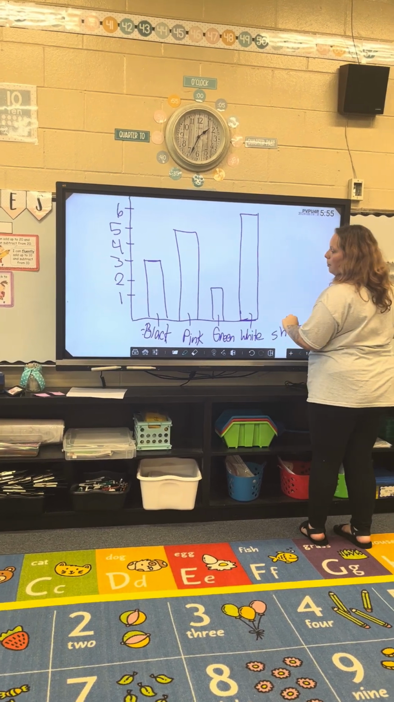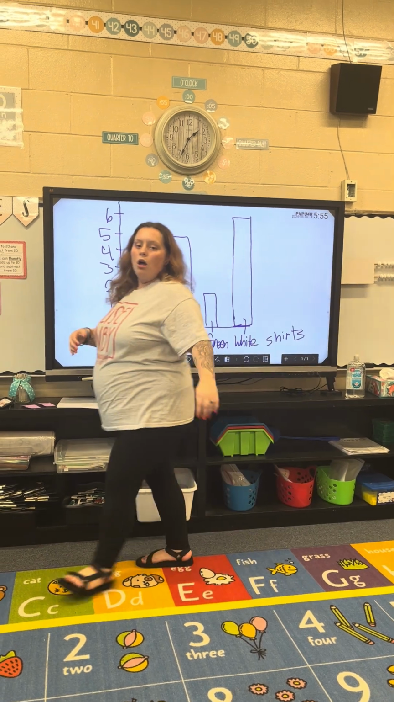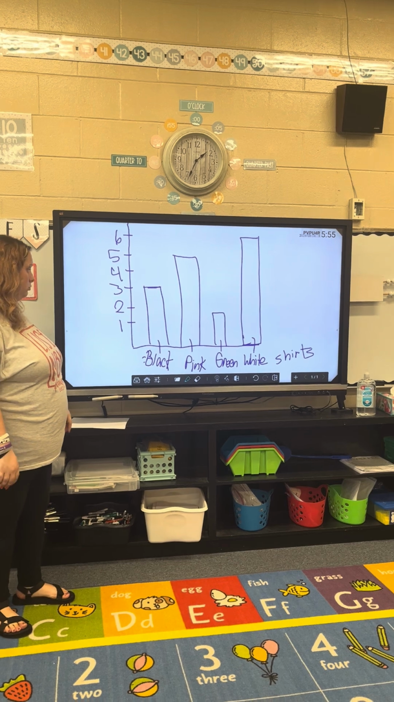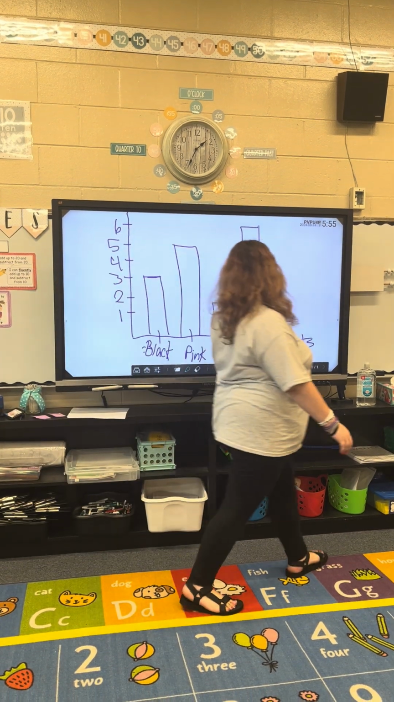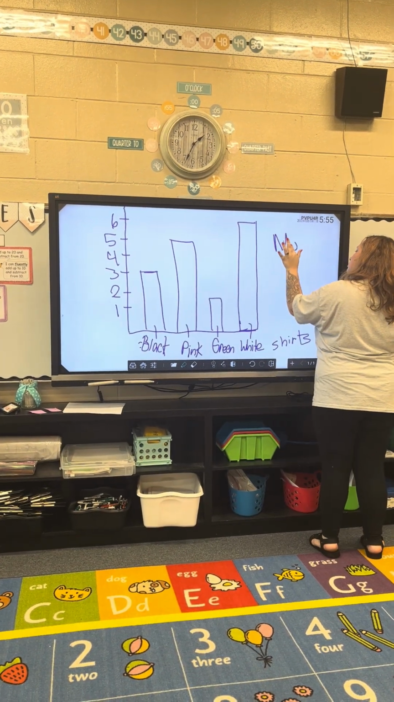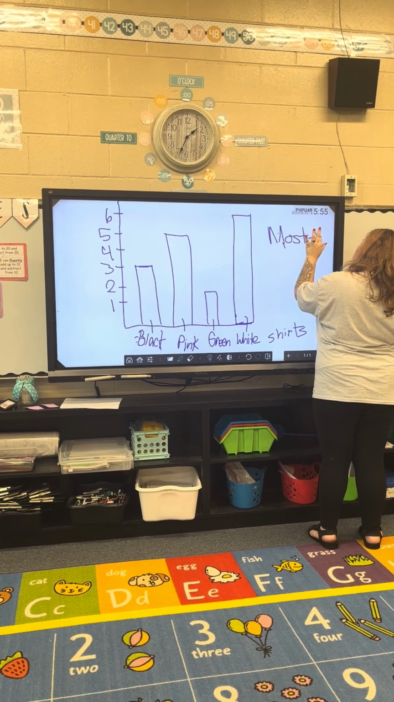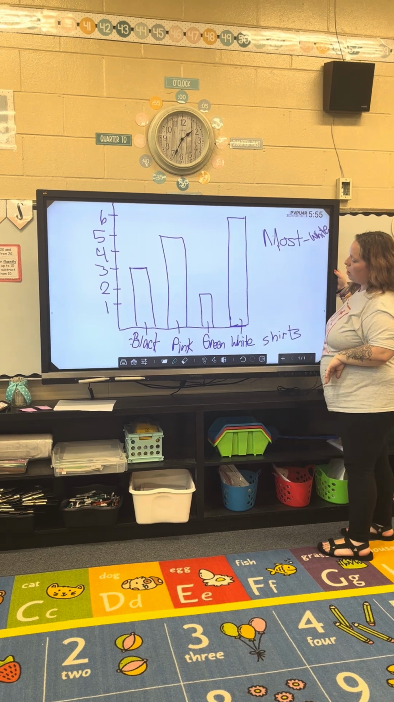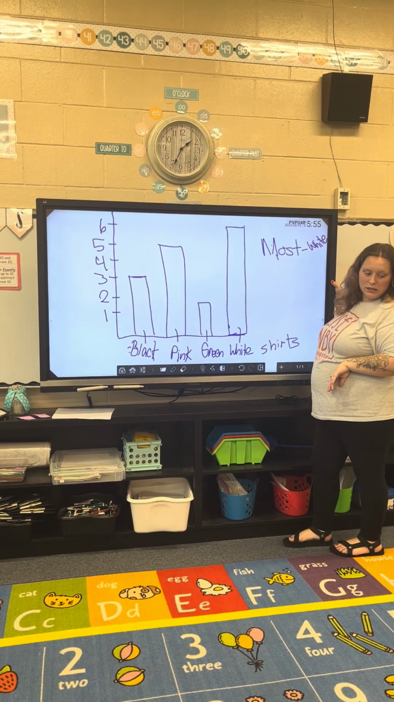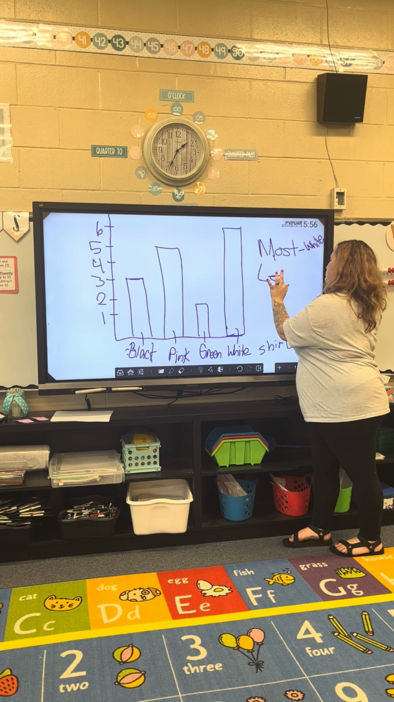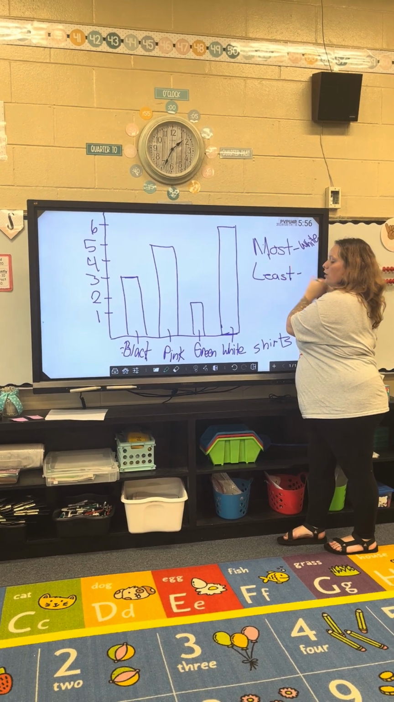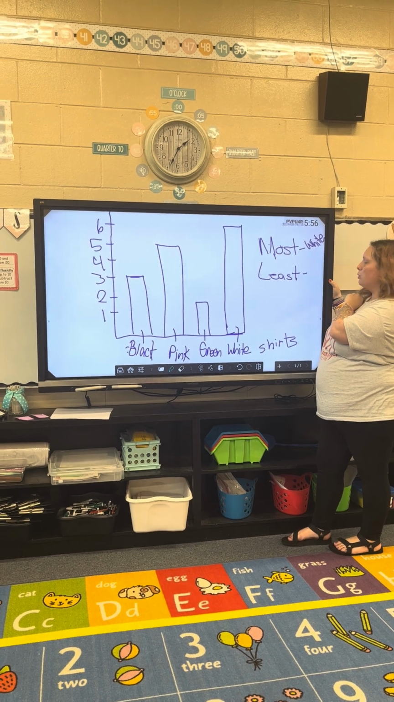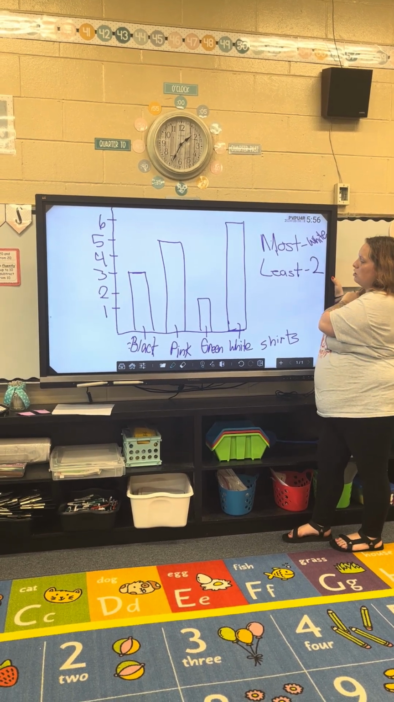Now, looking at our bar, boys and girls, who has the most? So most is gonna be our white shirts. All right, take a look at our graph. Who has the least? That's right, it's gonna be our green shirts. And how many do they have? They have 2. Good job.